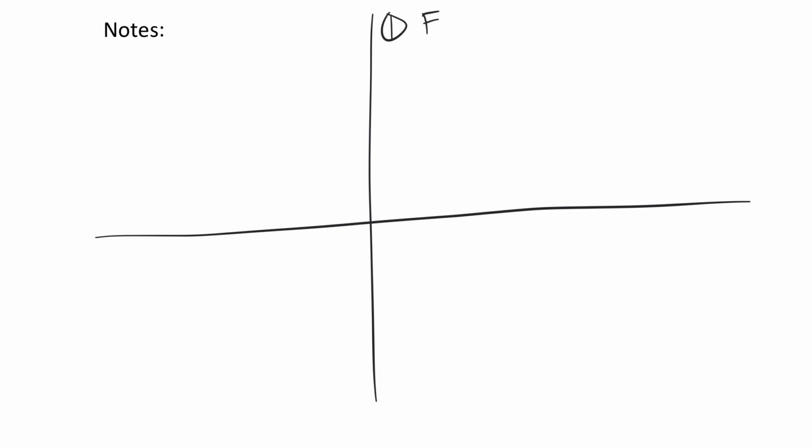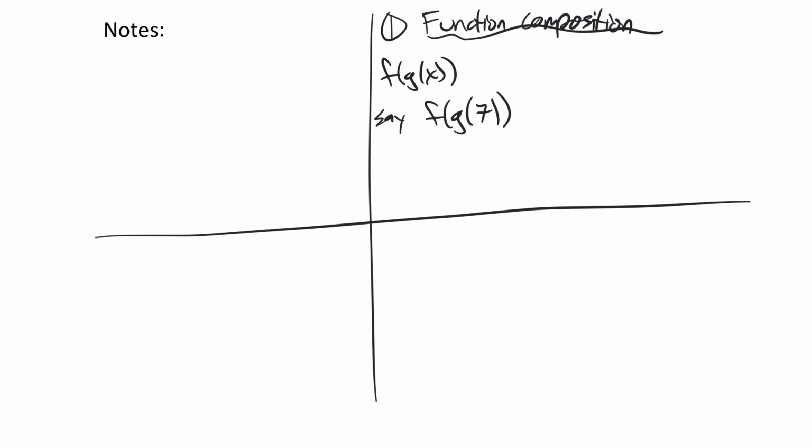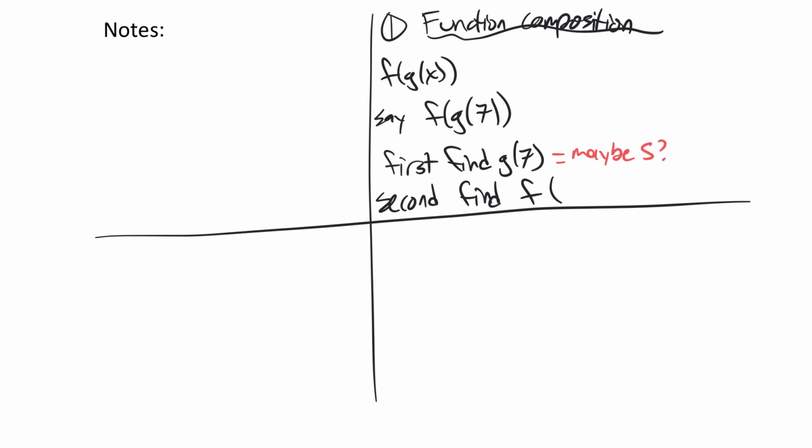Let's go ahead and take some notes on this. For function composition, which is what we're working on, we have f of g of x, and usually we'll have a specific number, say f of g of 7. And the way you do this is first find g of 7. Second, let's say this equals some number, maybe 5. Well, then you find f of 5, and that equals some number, which is your final answer.